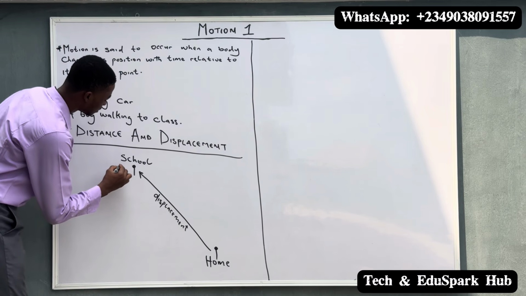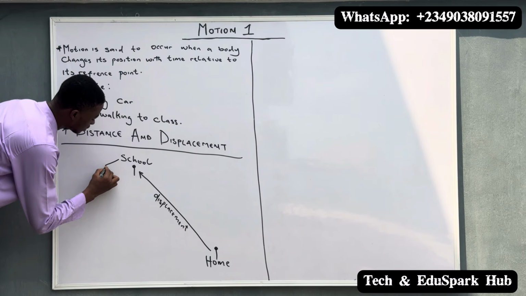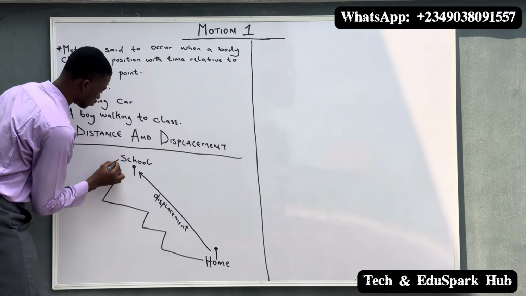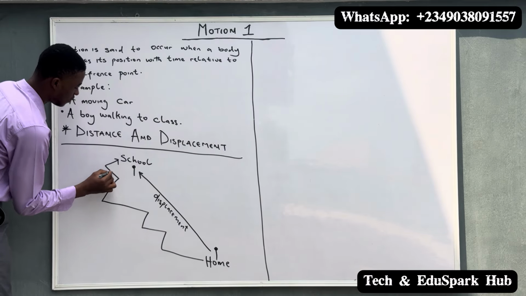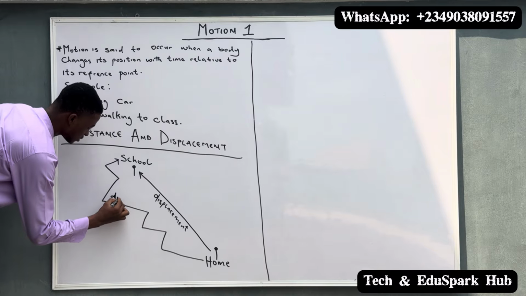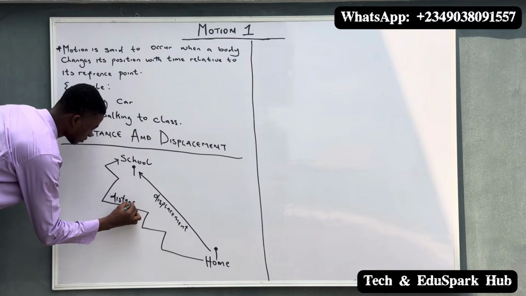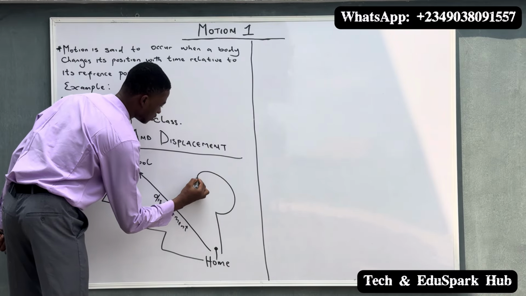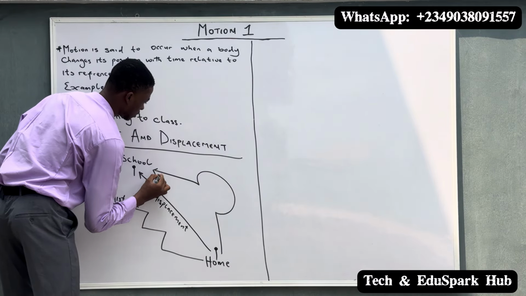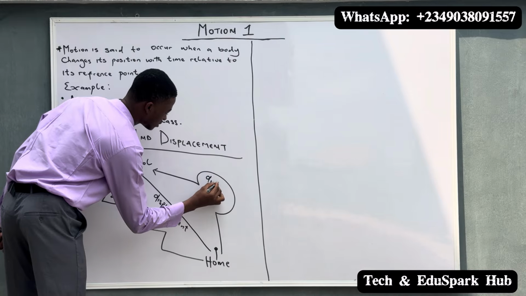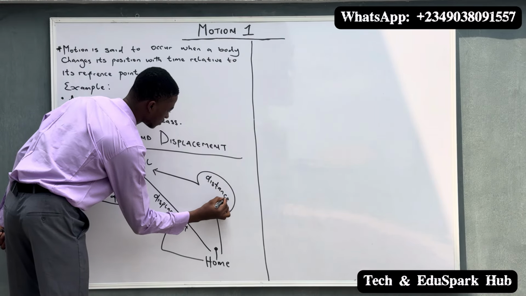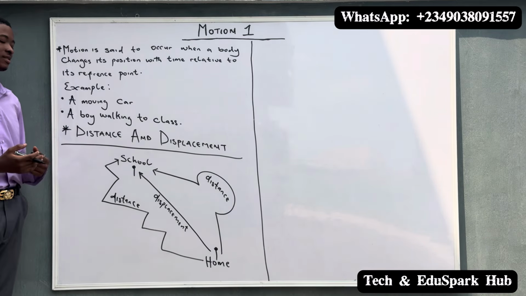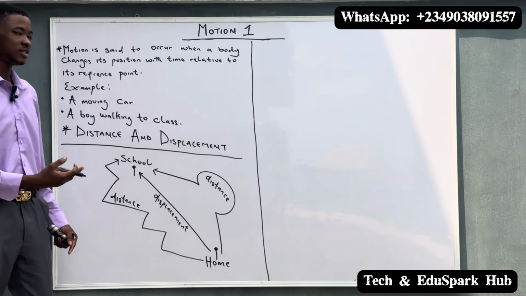And we have the distance. So we can have different distances. You can have a distance like this. So from home to school, you can have a distance. So this is our distance. You can have another distance. So you can now see the slight difference, or the simplest difference, between distance and displacement.